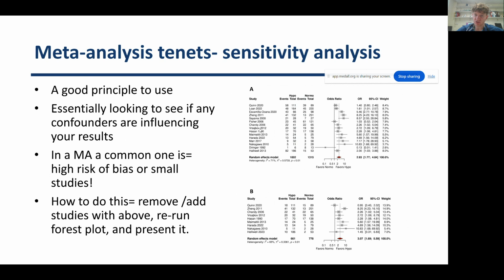You can see in the example presented, I've taken the same diagram we used before, and I've removed all the high risk of bias studies, and you can see the odds ratio doesn't really change. It goes from 2.93 to 3.07. So the bias isn't a significant confounder in this data set.